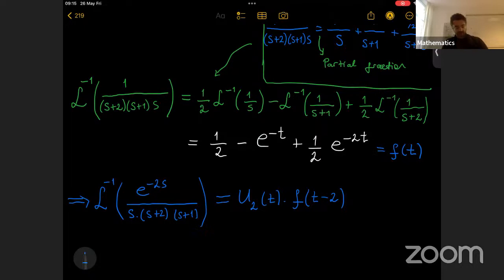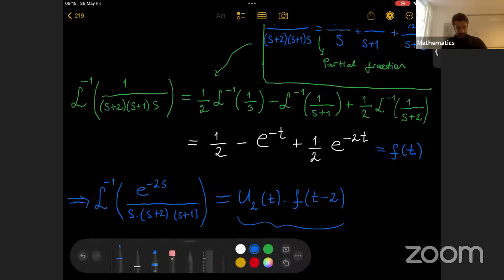Right, because that means basically when you apply the Laplace transform to the right-hand side, you will get e to the minus 2s times the Laplace transform of f of t, which is 1 over s times s plus 2 times s plus 1. So we get that, right?